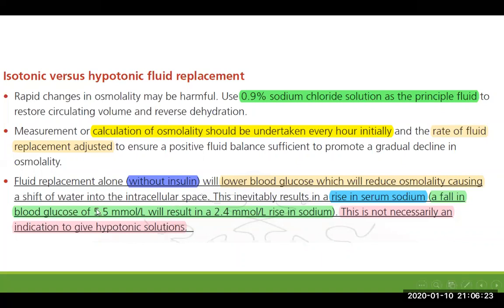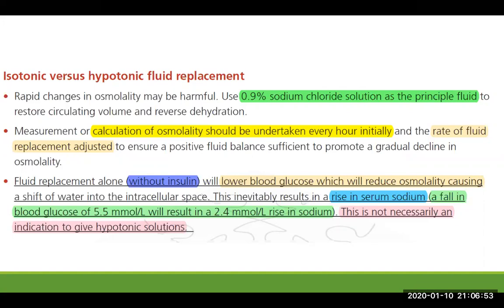But we must shift water into intracellular fluids. We must know that serum sodium will increase initially, because this is a very important hint. A fall in blood glucose of 5.5 millimole will result in an increase in the serum sodium by 2.4. All of us know that there is a corrected serum sodium, which is calculated by blood glucose.